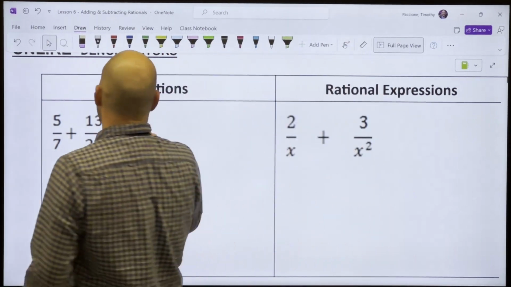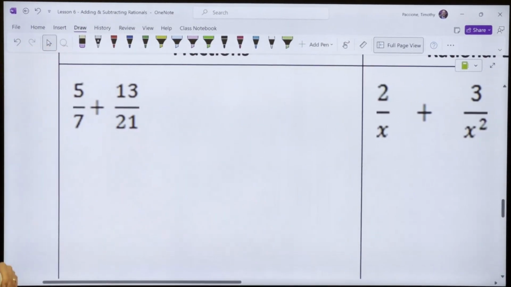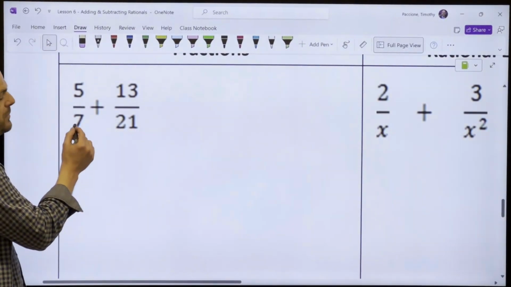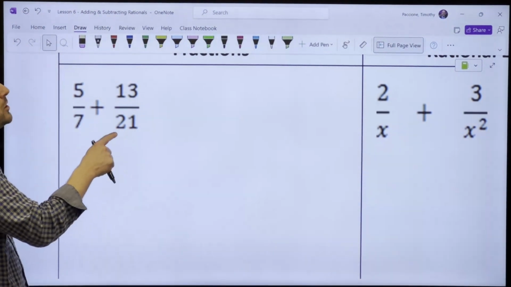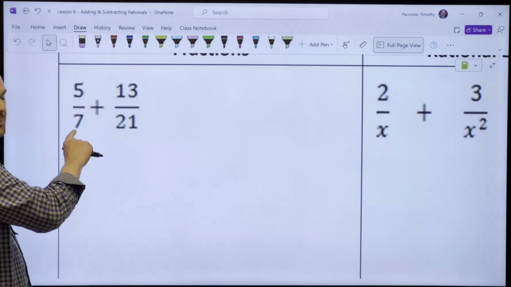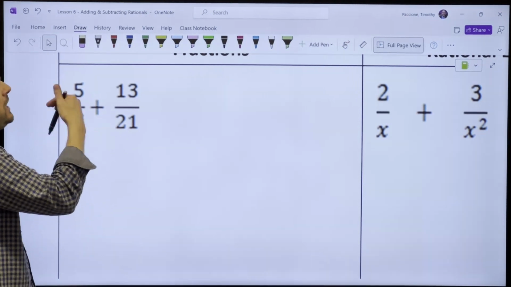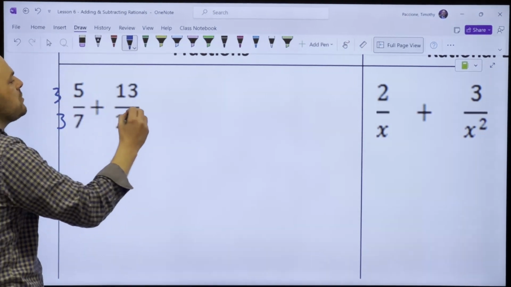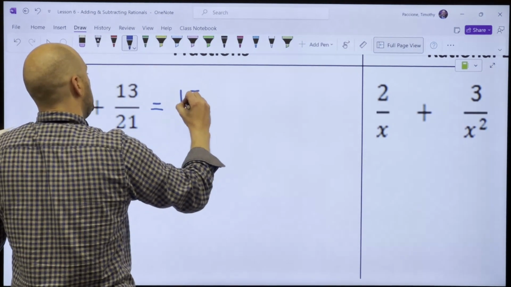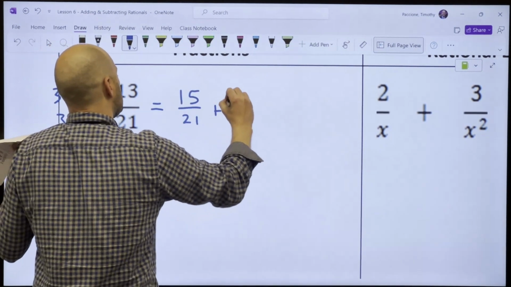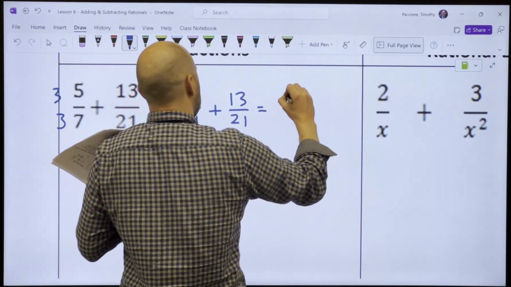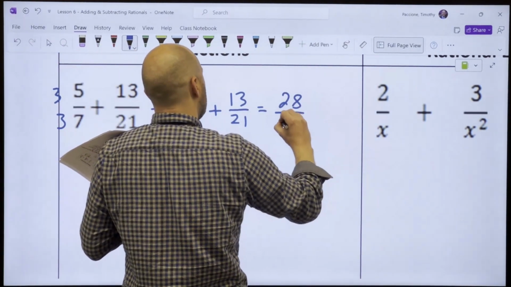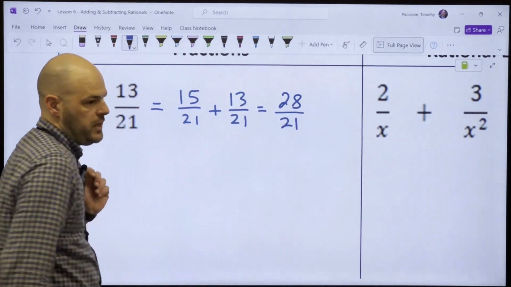Okay, now again, we have our way of doing things. We're like, oh, I want to bump the 7 up to be 21, right? Because I need common denominators. So what do I need to do here? I multiply it by 3. So I do times 3 times 3. I get 15 21sts plus 13 21sts, which is 28 21sts, and then I go from there, okay?